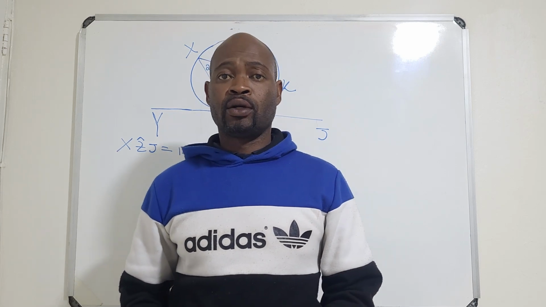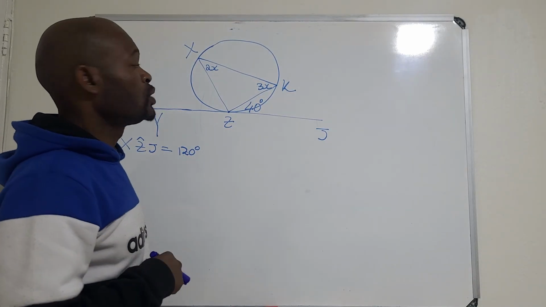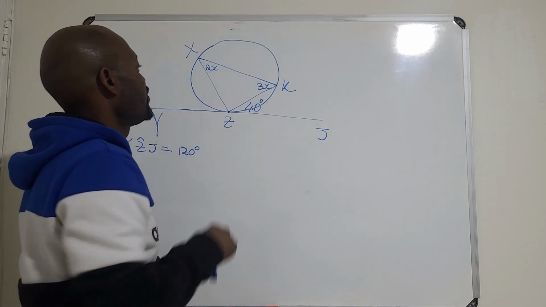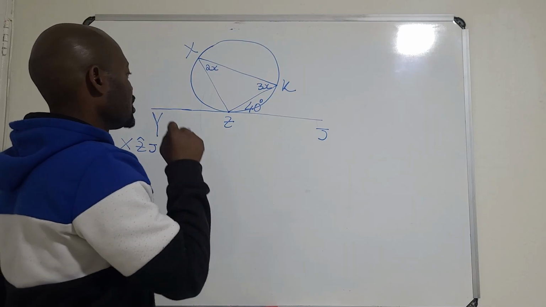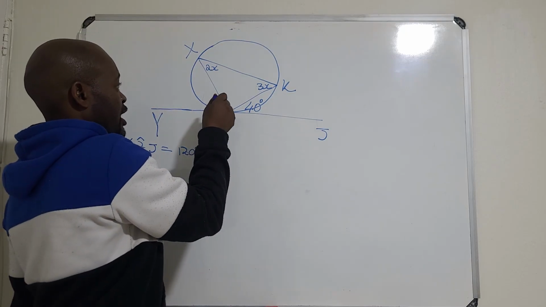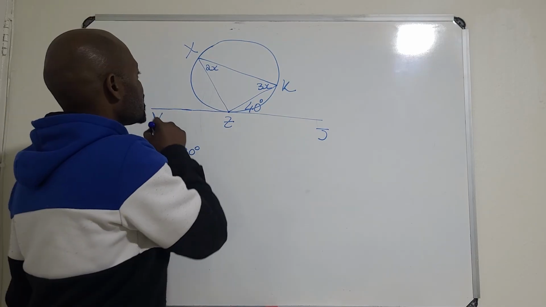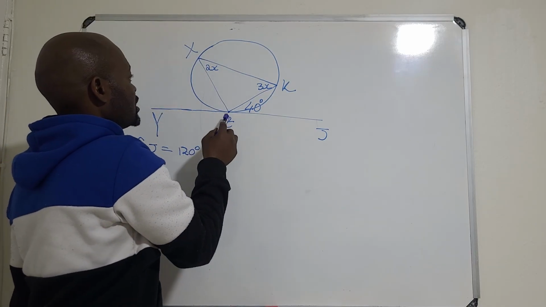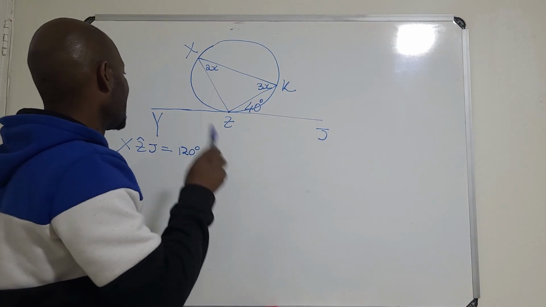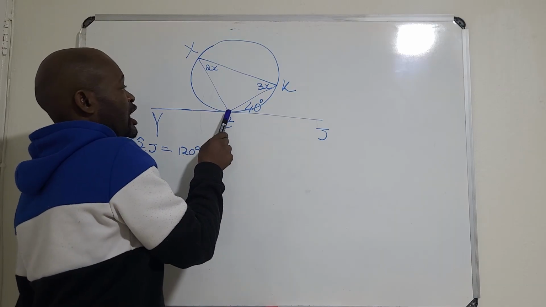Let's look at an example on theorem number 9. Now, here we are told that X, Z, K are points on the circumference of the circle, and the tangent Y, Z, J touches the circle at Z. Most times they're telling us obvious things that we can see. Let's start again. X, Z, K are points on the circumference of the circle with the tangent Y, Z, J touching the circle at Z.